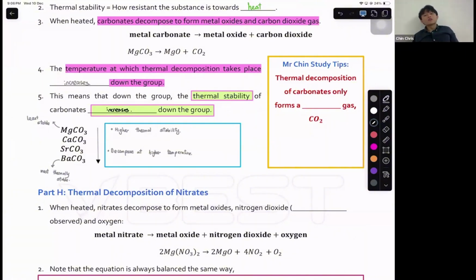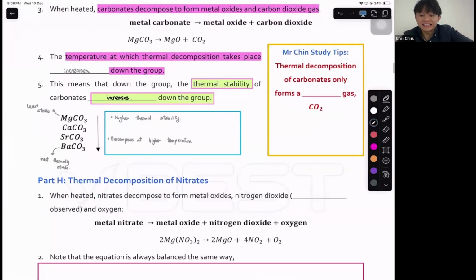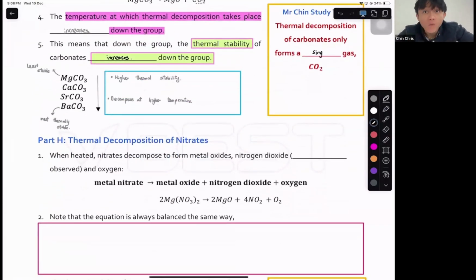Alright guys, when you decompose a carbonate, you are only forming a single gas. Get me? Which means it's only carbon dioxide gas that you are getting. Clear?